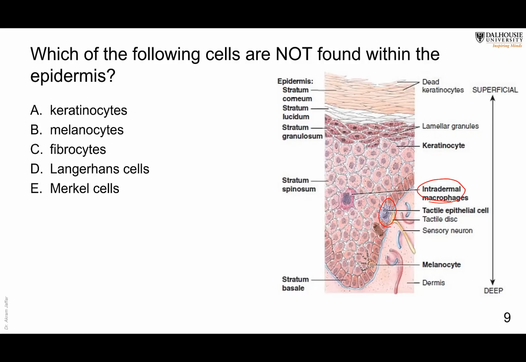It's the fibrocytes that are not present in the epidermis. They are located in the dermis. These are cells of connective tissue, the fibrocytes. And so they are located in the underlying dermis, which is formed of connective tissue.